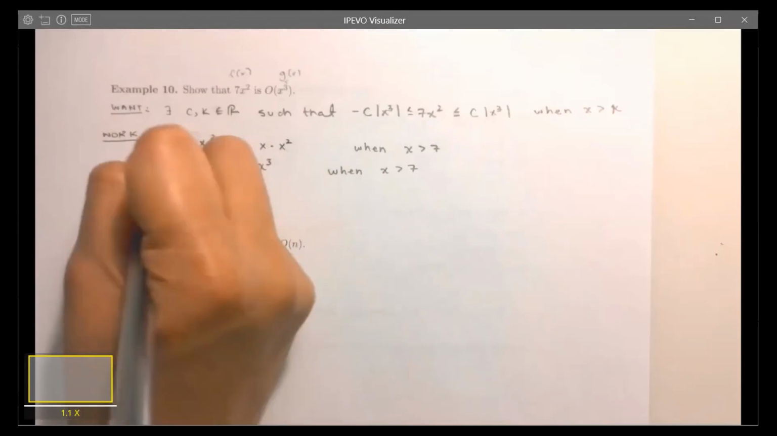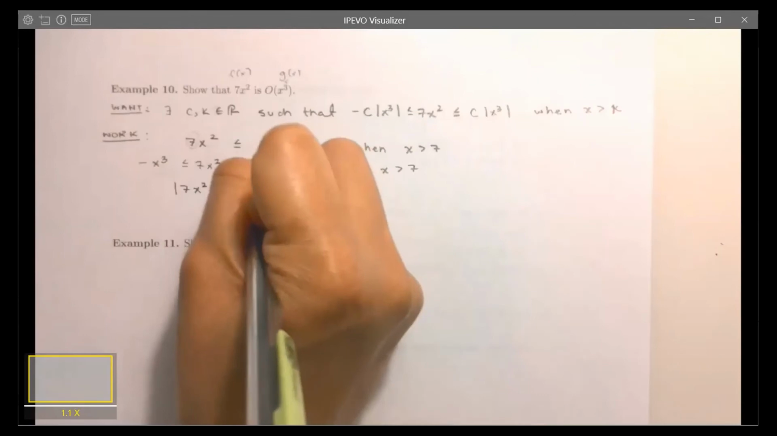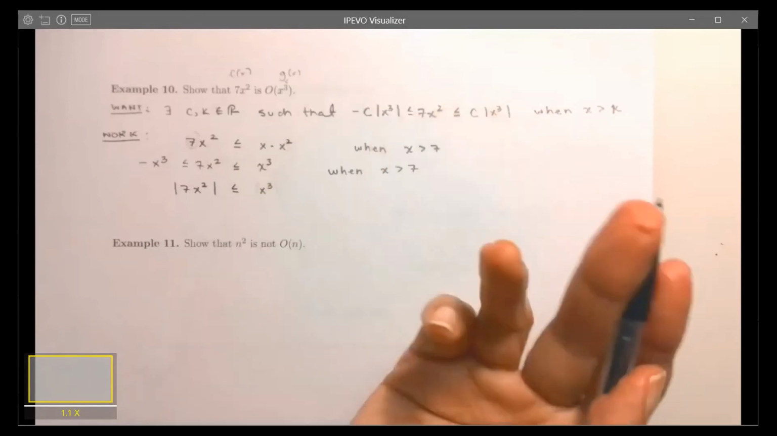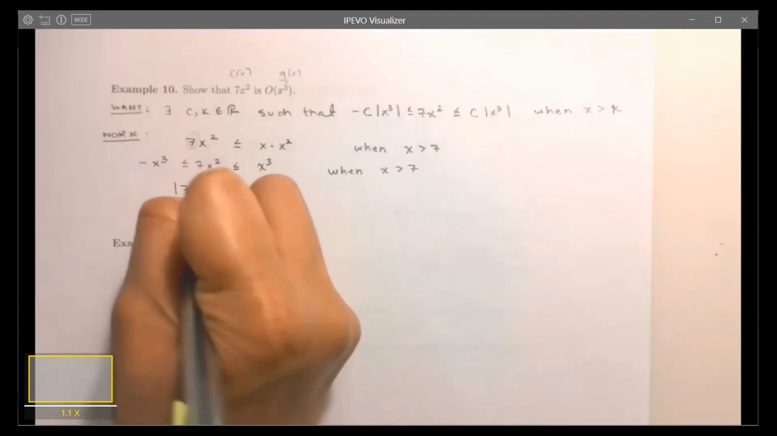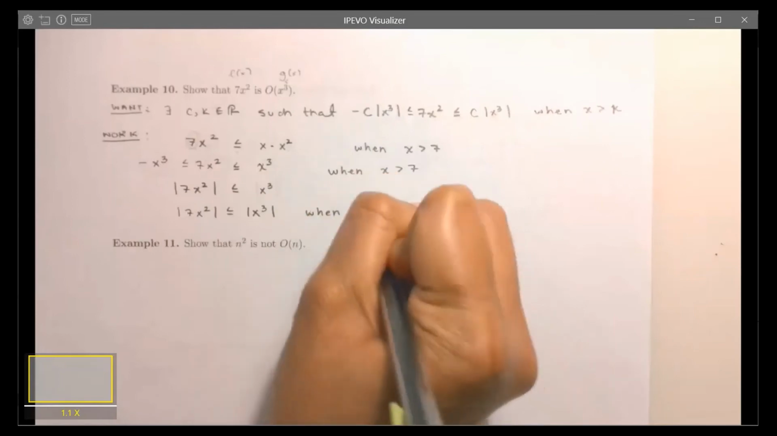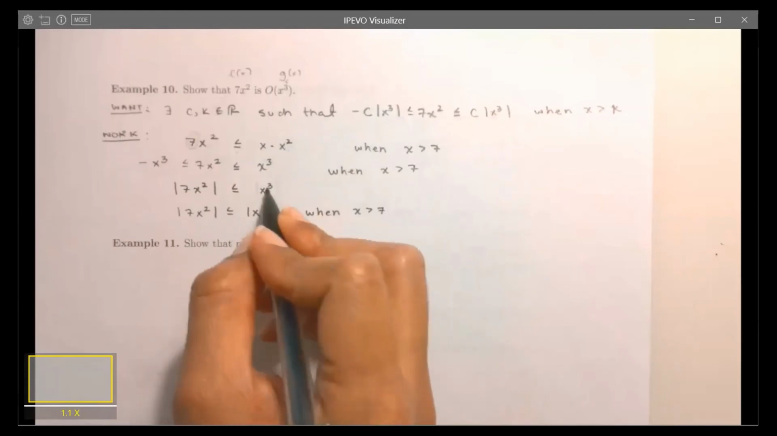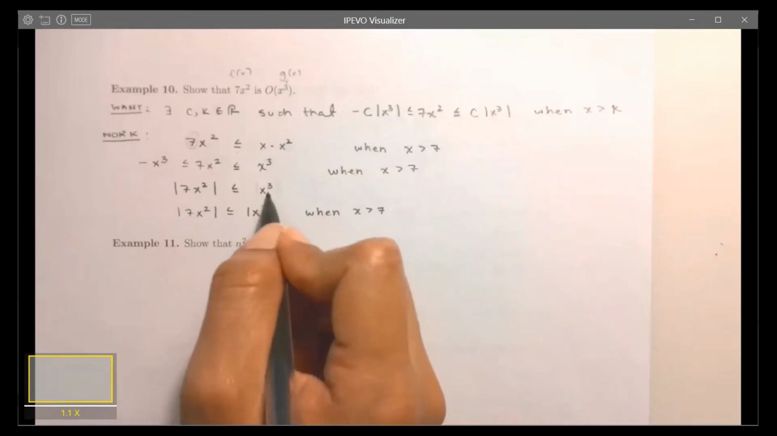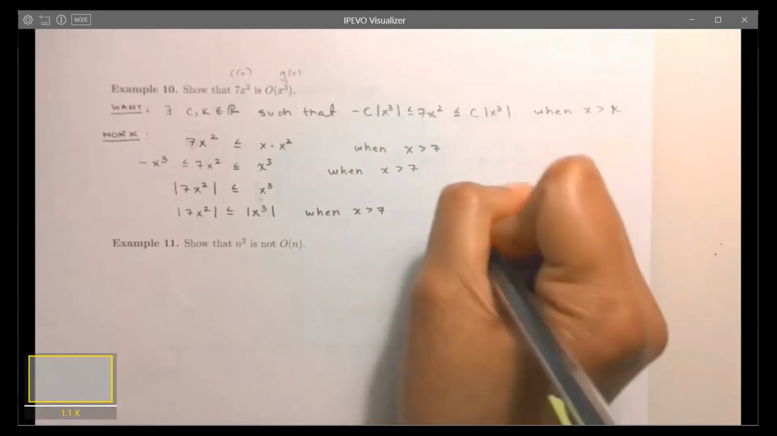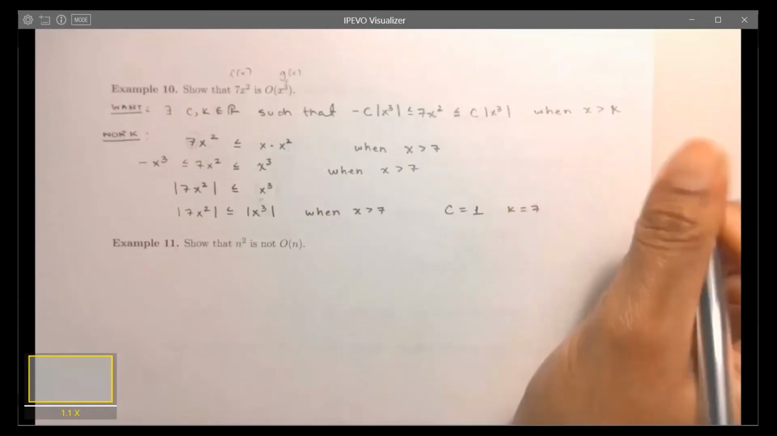Okay, so therefore, what I have is the absolute value of 7x squared is less than or equal to the absolute value of x cubed. Or to be precise, it's less than or equal to x cubed, but I could also just write that it's less than or equal to the absolute value of x cubed because x is greater than 7. And when x is greater than 7, x cubed and the absolute value of x cubed are the same thing. As long as this is positive, these two are equal. So that is the definition of big O. Here in this case, we have that our constant is 1 and our k value is 7.